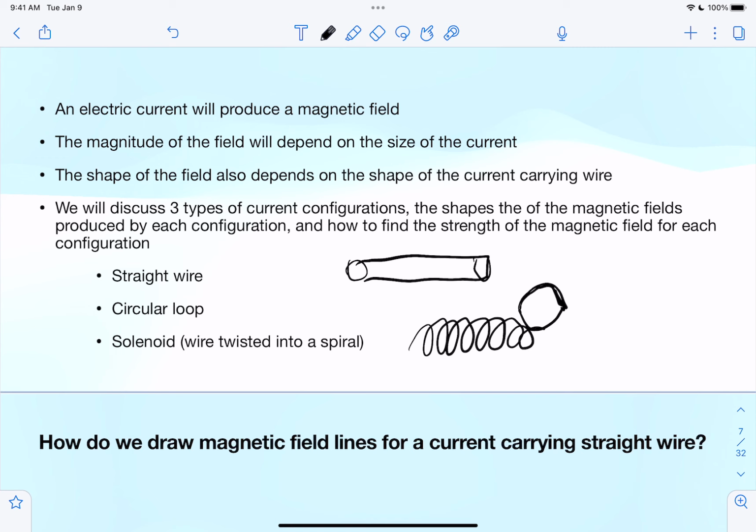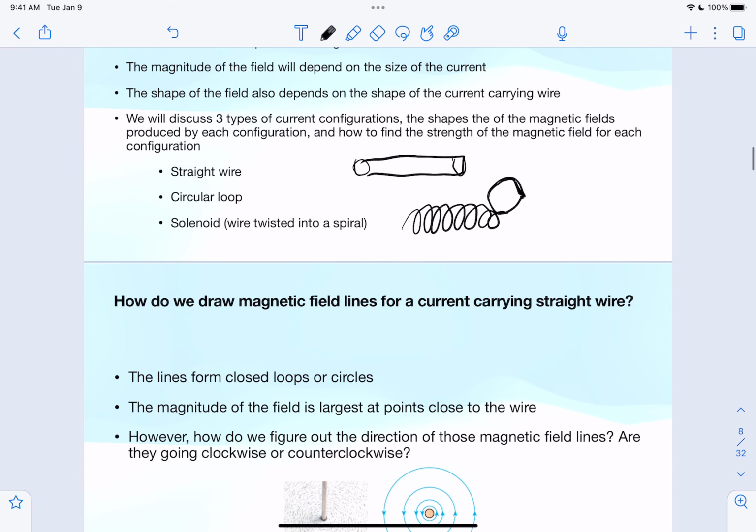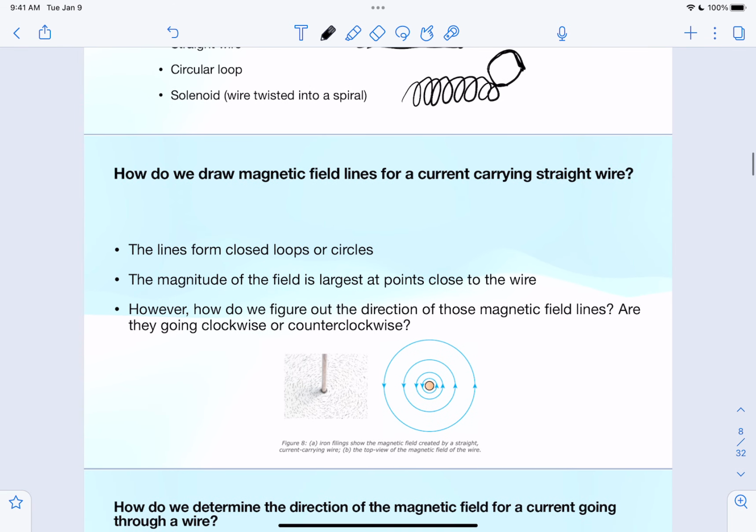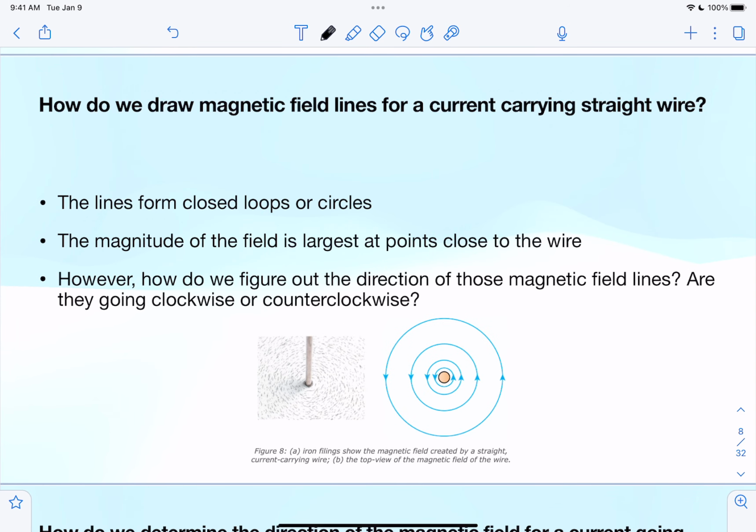Like I said, the magnitude of the magnetic field generated will depend on the size of the current, right? And the shape of the field, how we draw the magnetic field lines, will depend on the shape of the current carrying wire as well. Right? So first, let's start with a current carrying straight wire, right? So just a straight wire carrying current. How do we draw magnetic field lines for that?